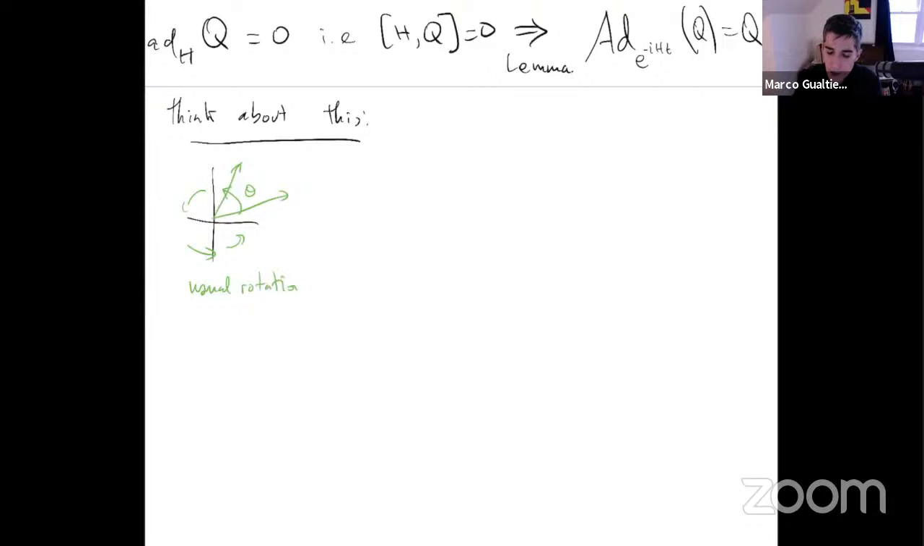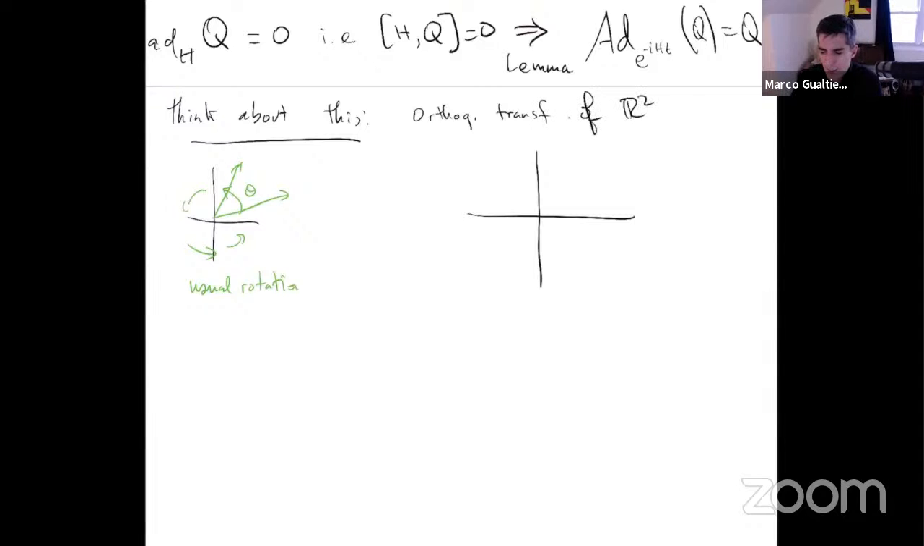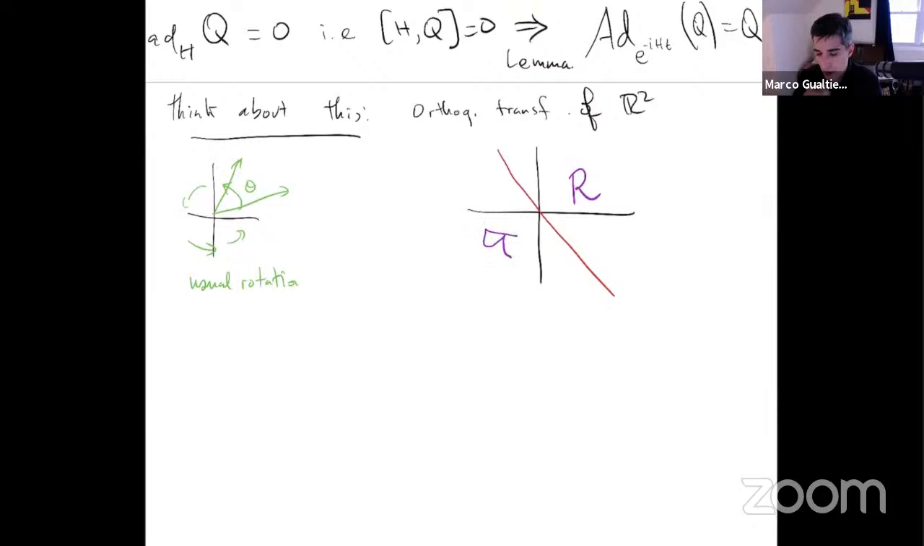But there's a second operation, which is also orthogonal. These are orthogonal transformations of R2. So there's another orthogonal transformation, which is not a rotation, and that is what you get by looking in a mirror. Whatever person you have gets reflected in the mirror. And this is obviously not a rotation because it changes the orientation.